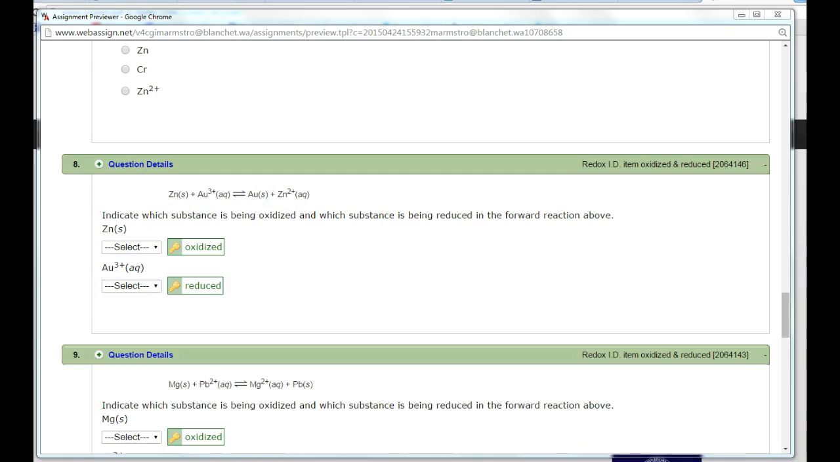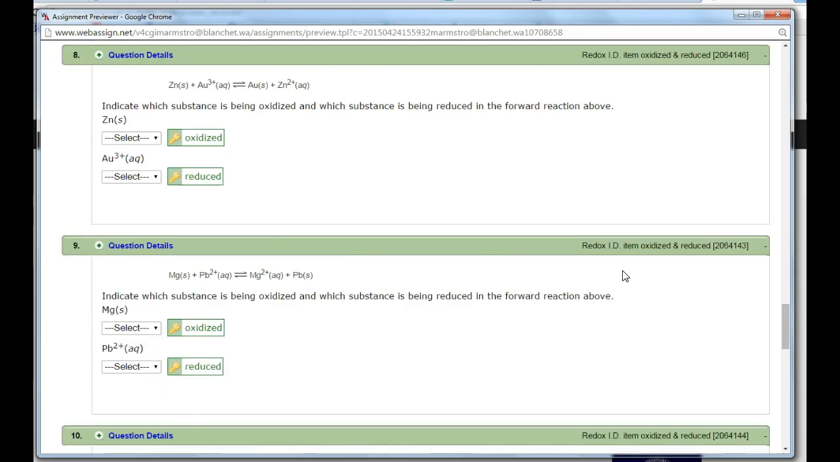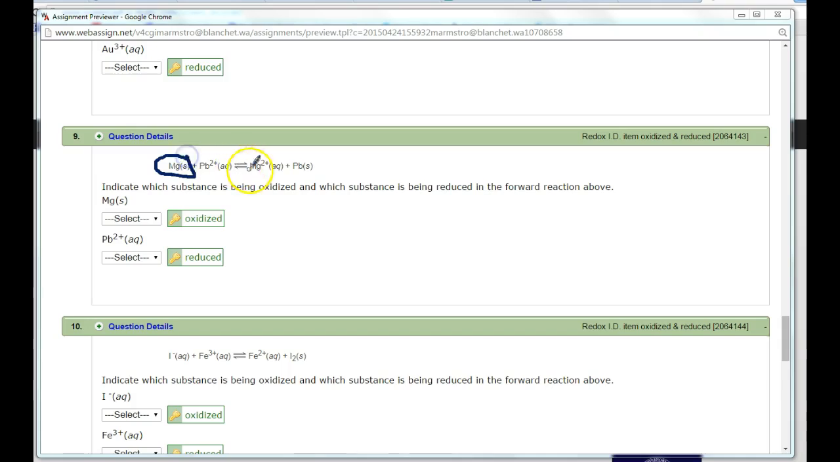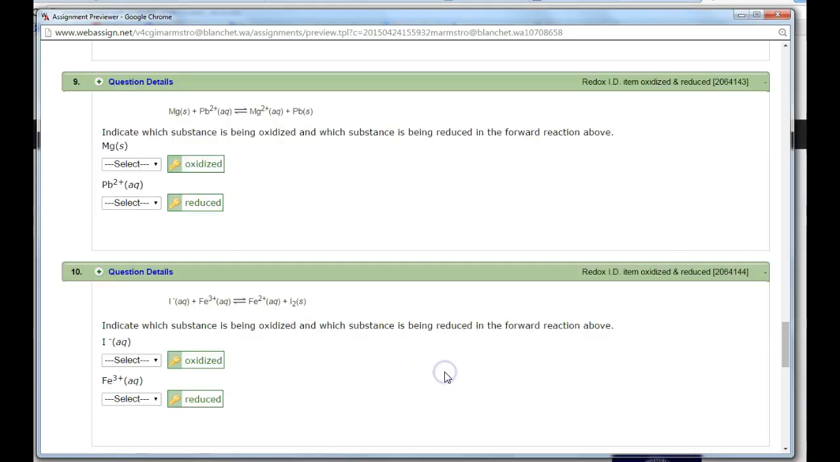Moving on to question number 9. Indicate which substance is being oxidized and which is being reduced. We look at magnesium. Magnesium is going from a 0 to a 2+. It lost electrons. Loss of electrons is oxidation. The lead went from a 2+ to a 0, so it gained electrons, and gain of electrons is reduction. Moving on to the next one.